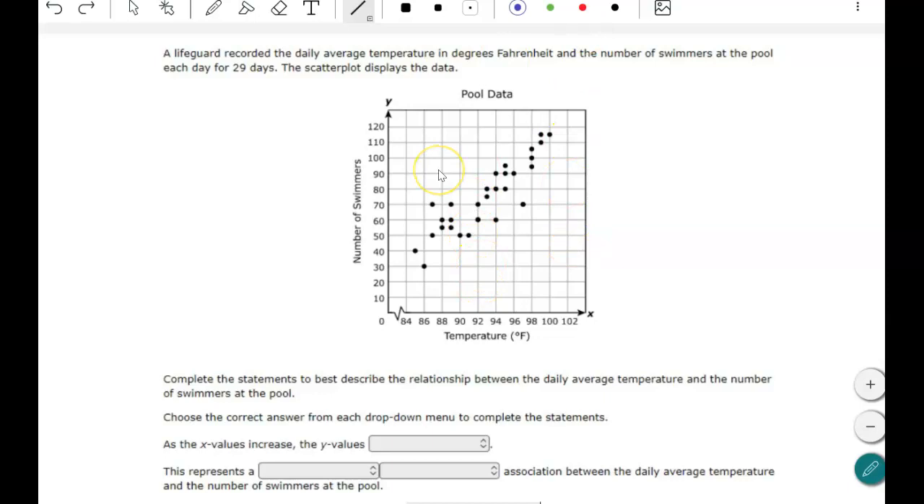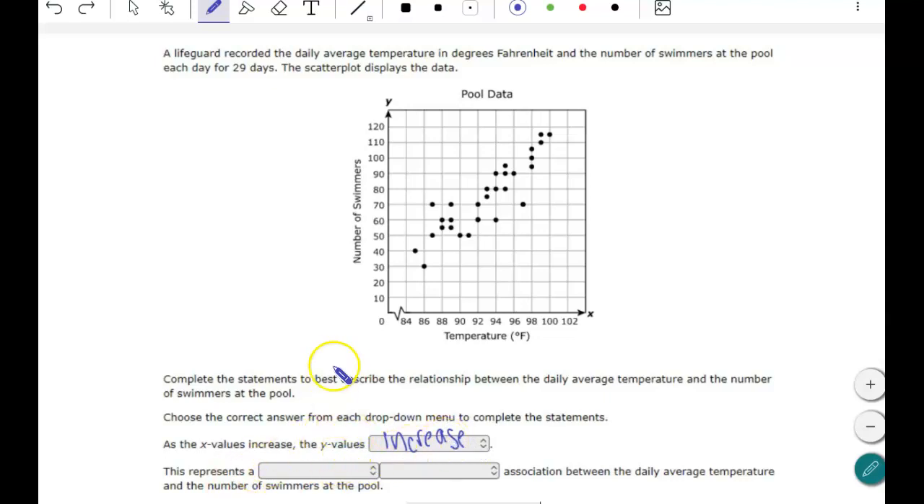Next one. It says a lifeguard recorded the daily average temperatures in degrees Fahrenheit and the number of swimmers at the pool each day for 29 days. The scatter plot displays the data. So complete the statements to best describe the relationship between the daily average temperature and the number of swimmers at the pool. Choose the correct answer from each drop-down menu to complete the statements. As the x values increase, the y values, and the choices there would be increase or decrease, they are increasing.